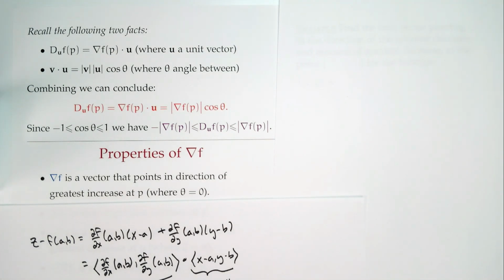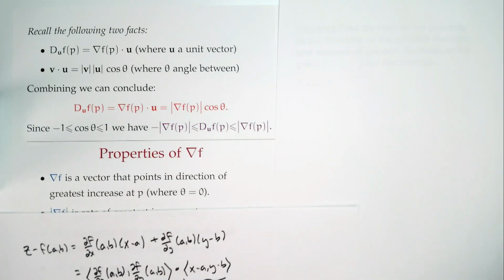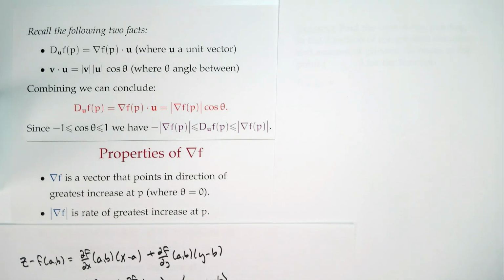So if I want to answer the question, which way should I go to go up as fast as possible at a particular point? The answer is, always follow the gradient. The gradient knows the way. So, okay, that's useful to know. Well, what's the rate of greatest increase? The answer is the magnitude.